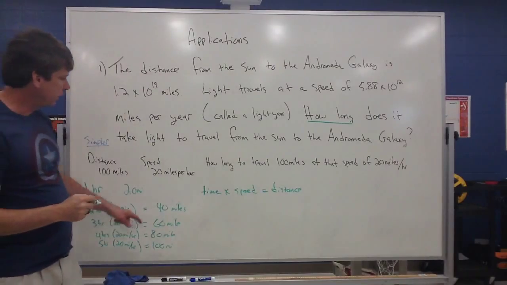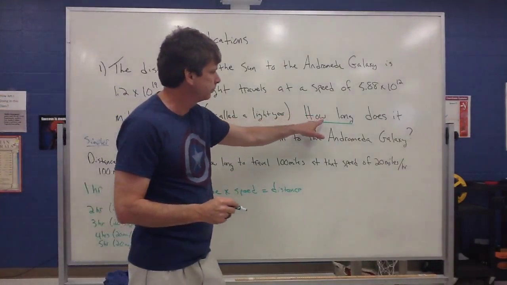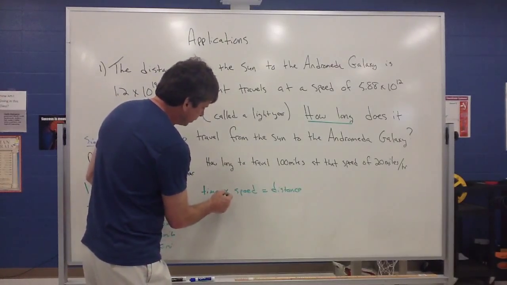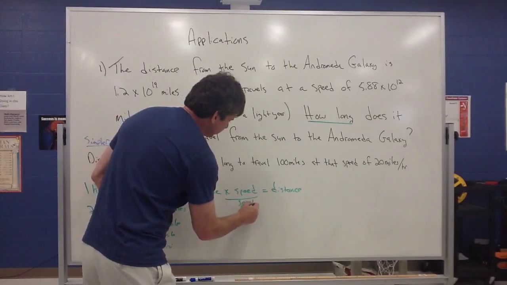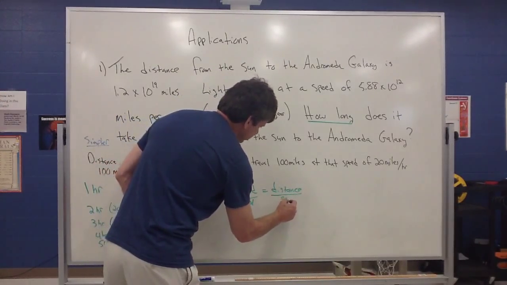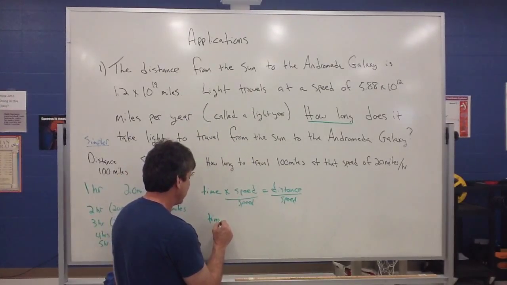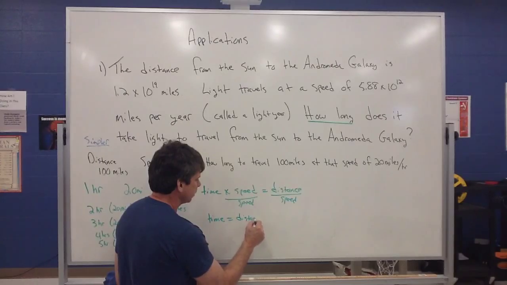What I want to know though is the time in my problem. I want to know how long. So if I want to isolate time, since speed is connected to location, I can get rid of speed by dividing by speed. And I can create a formula that says my time can be determined if I divide the distance by the speed.